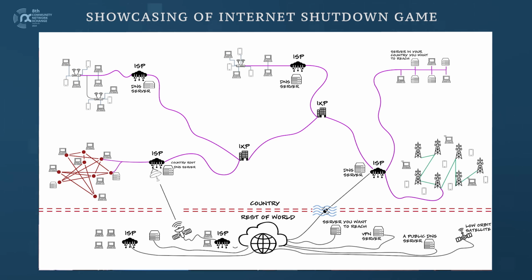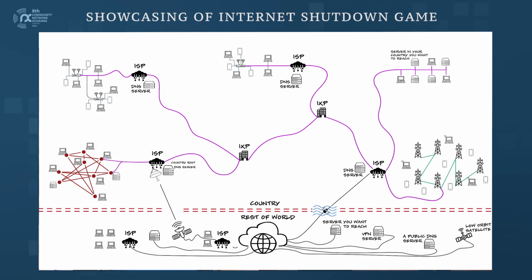And every point on this map that can be controlled by the state, which is an ISP, an IXP, or the gateway, is a point where a shutdown can happen. So if you're jumping this, you're not able to see where the shutdown's happening. So just make sure you're following that path.